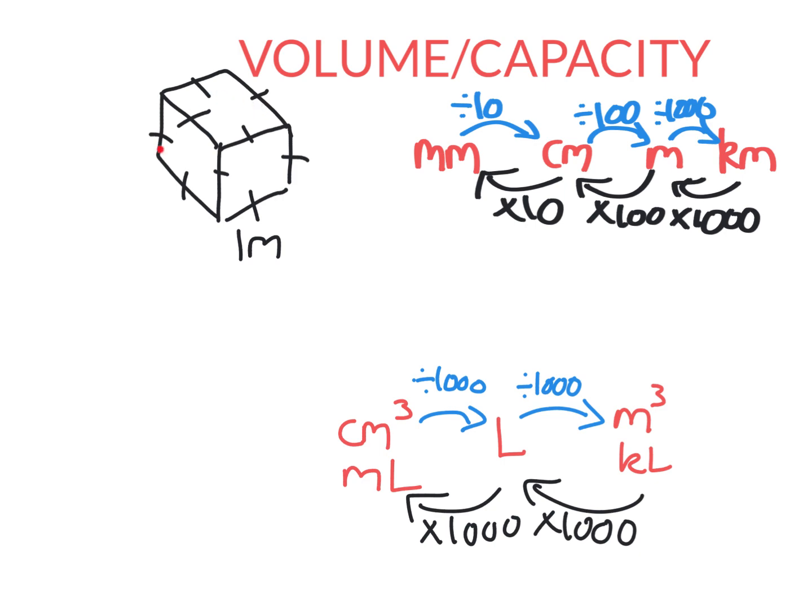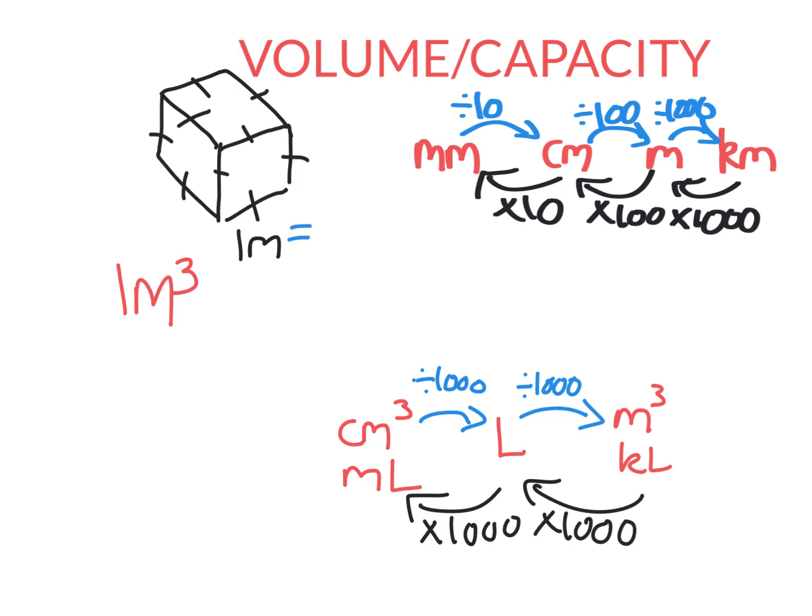So this here is a cube that is 1 meter cubed in volume. That's the definition of a meter cubed. 1 meter by 1 meter by 1 meter. It's a meter in 3 dimensions: length, width, and height. What would be the volume in centimeters cubed?